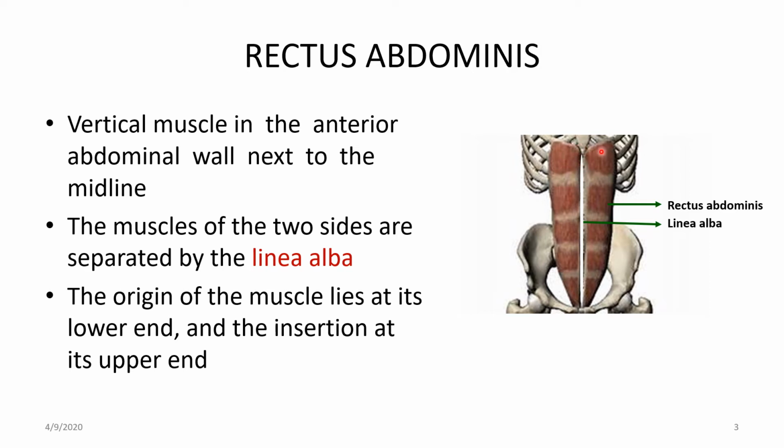From its name, it is a vertical muscle, and you can see it. It's a vertical muscle in the anterior abdominal wall next to the midline on either side of the linea alba. So the two muscles are separated by the linea alba. The origin of the muscle will be at its lower end and its insertion will be at the upper end. That is the point which you have to note. The origin is from the lower end and the insertion is at the upper end.